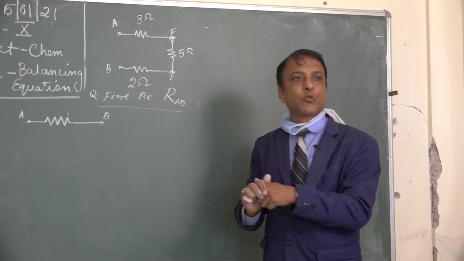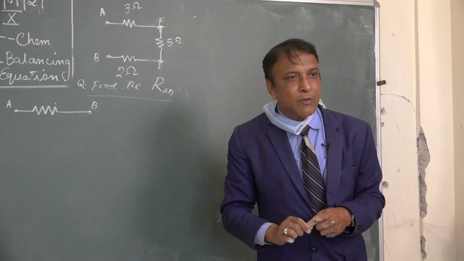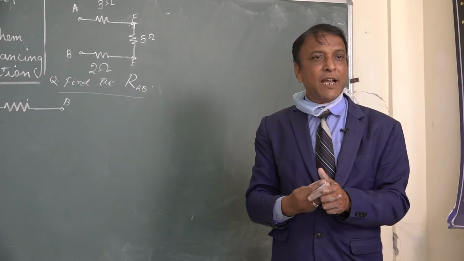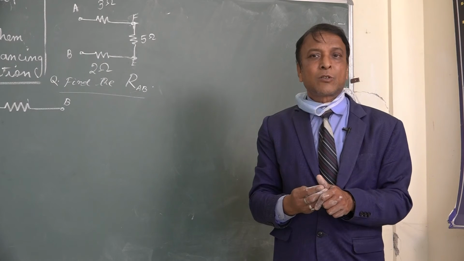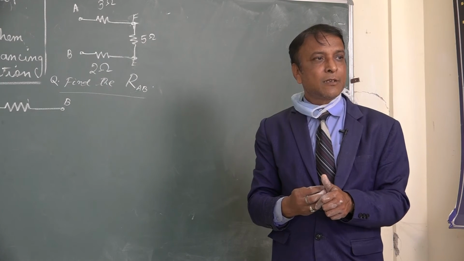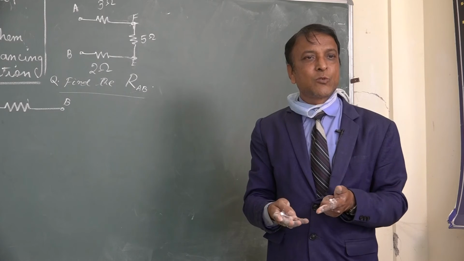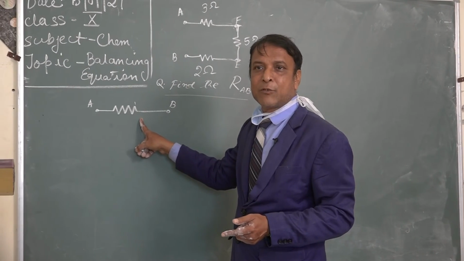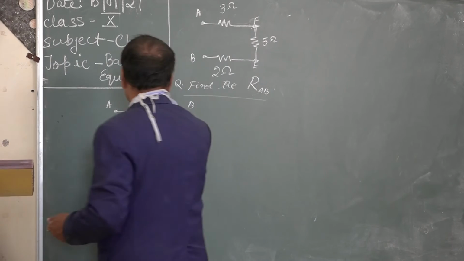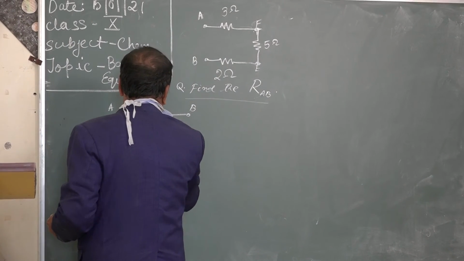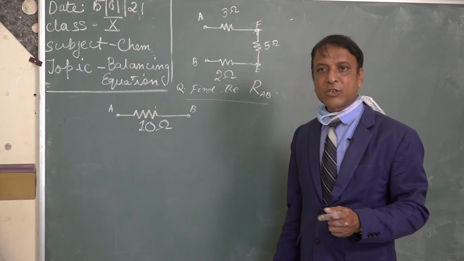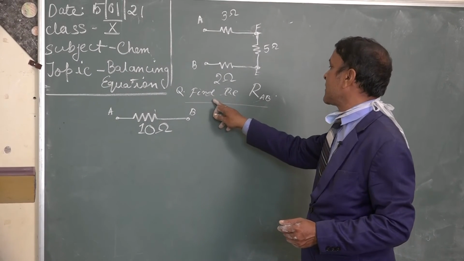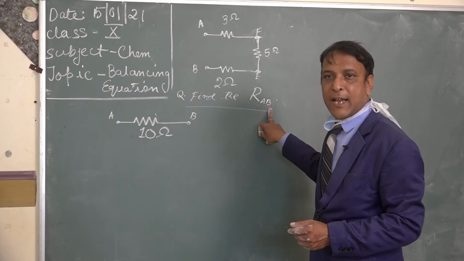Now from A come to B. From A you come to B. Who all come on the way? 3, 5, 2. Are these three in series or in parallel? So what will be the total resistance value? 3 plus 5 plus 2, that is equal to 10 ohm. So this which I had made but had not given the value, now I give its value. So I got 10 ohm, right? So the question was to find the resistance between A and B.